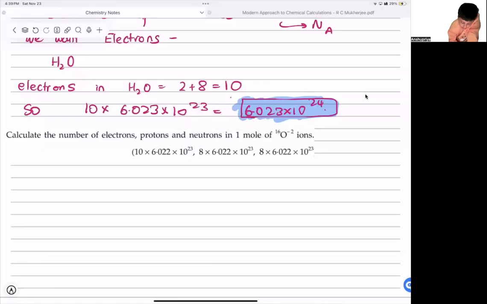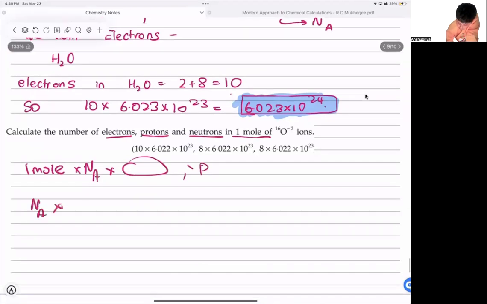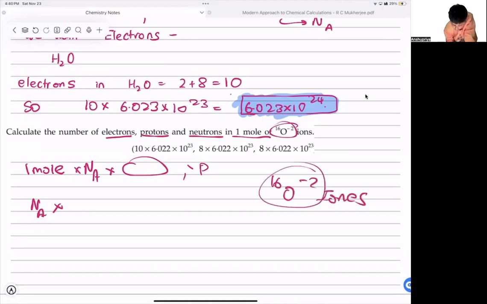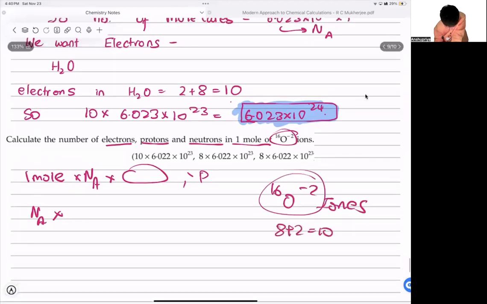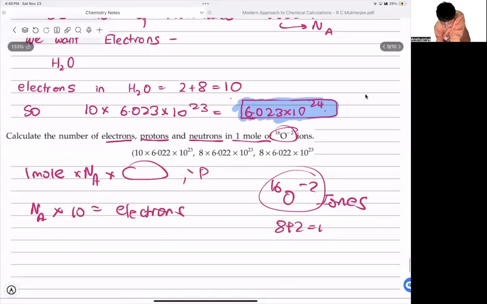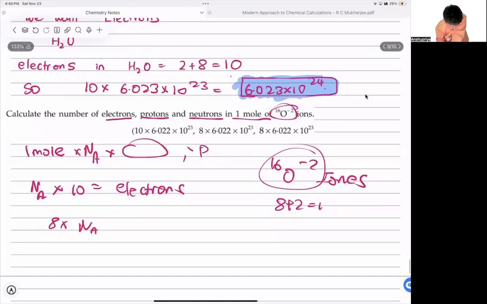Here what we have to do? We need to find the number of electrons, protons, and neutrons in 1 mole. So in 1 mole, we just need to multiply by Na whatever number of electrons, protons or neutrons there are. Look, there is 16 O minus 2 ions. So how many electrons are there? There will be 8 plus 2, so 10. So it will be 10 times Na, this is equal to electrons. For protons, how much will it be? It will be only 8, so 8 into Na. And for neutrons, it will also be the same, 8 into Na. That's very simple.